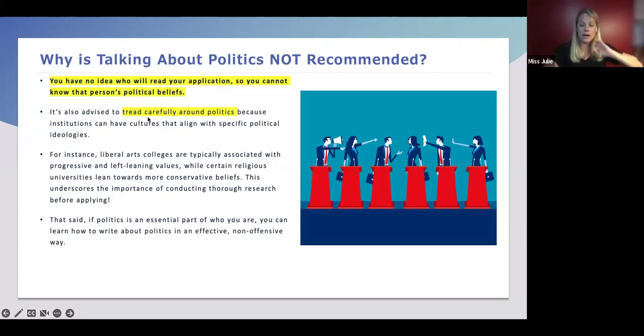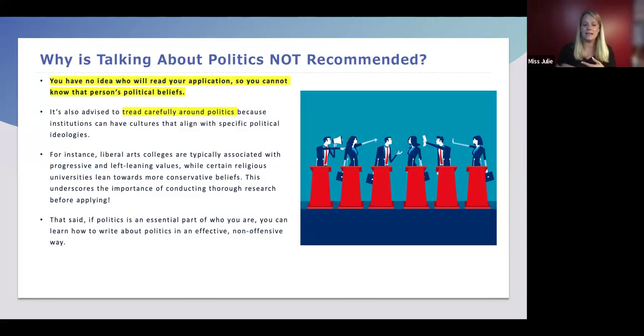So for example, liberal arts colleges are typically associated with progressive and left-leaning values, while certain religious schools or universities lean more towards conservative beliefs. So again, remember, the Common App essay is one essay that you write that many, many schools will see. So if you're writing about your political beliefs, you don't know who will be reading your essay and what their personal beliefs are. And no, their personal beliefs shouldn't affect their reading of your essay, but it could, right?